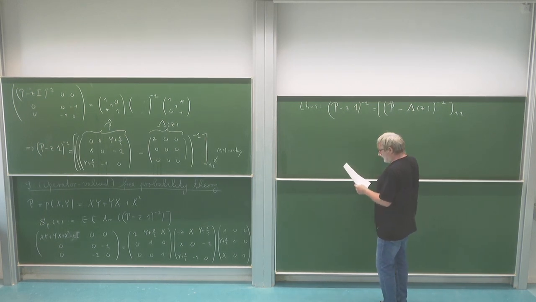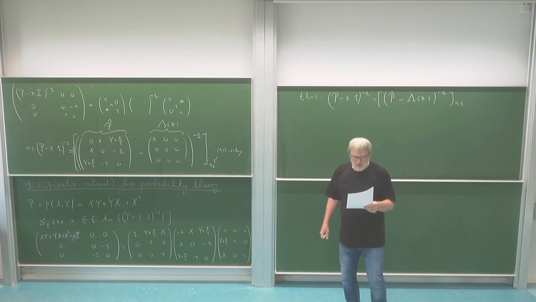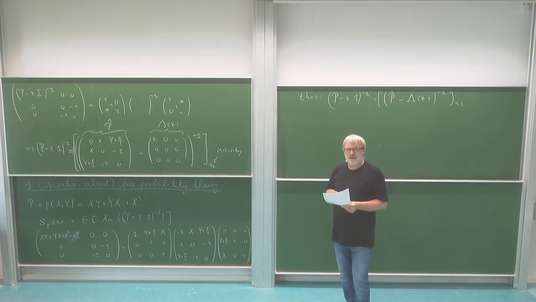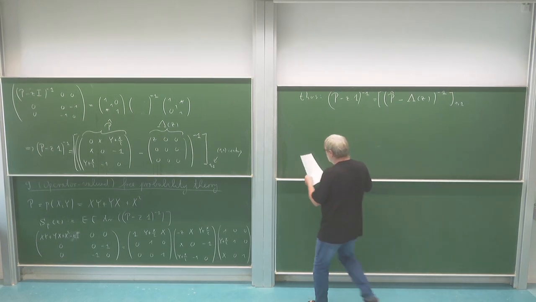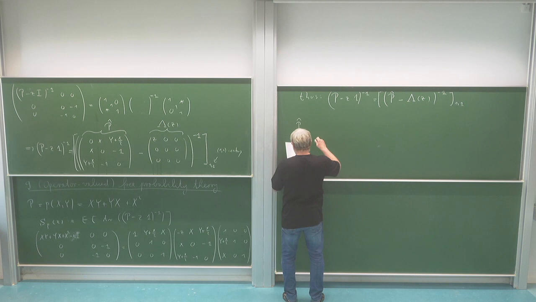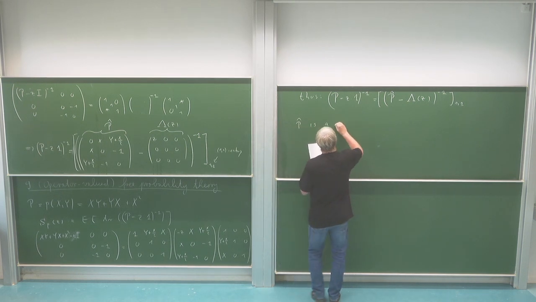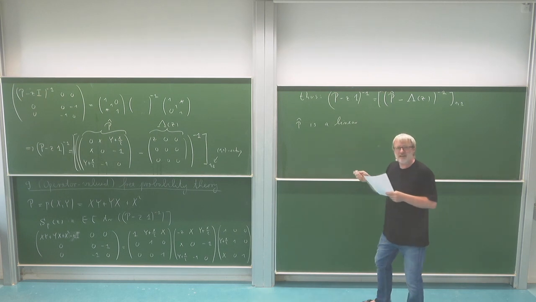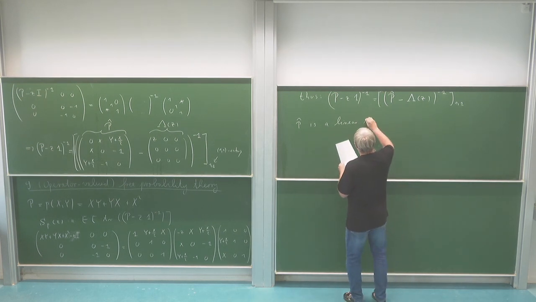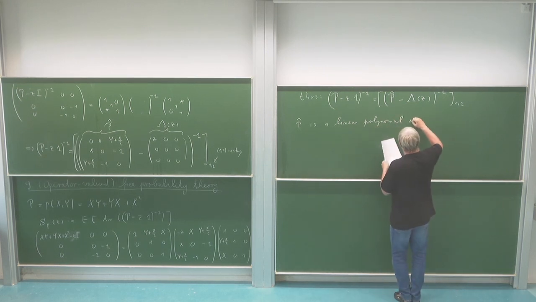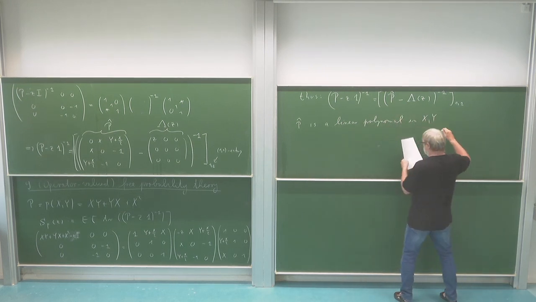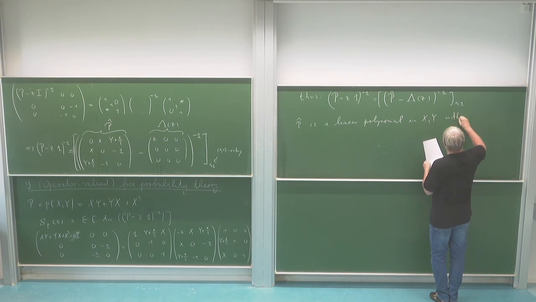So namely this P hat is actually a linear polynomial in x and y, but in 3 by 3 matrices, which means I can write it as a linear polynomial which has matrix coefficients. So the P hat is linear, or linear means affine here, so constants are also allowed. A linear polynomial in x and y.